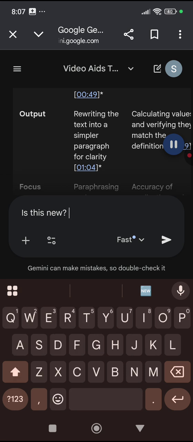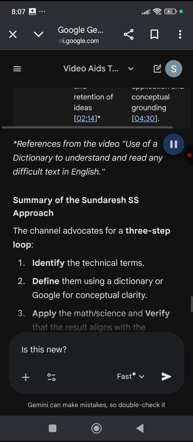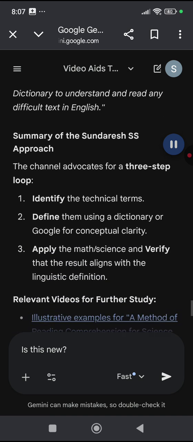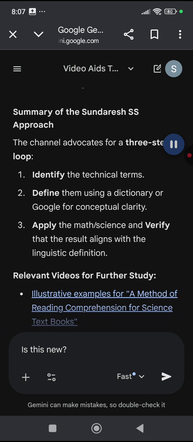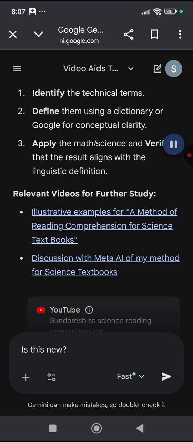References from the video: use of a dictionary to understand and read any difficult text in English. Summary of the Sundesh SS approach: the channel advocates for a three-step loop. Identify the technical terms. Define them using a dictionary or Google for conceptual clarity. Apply the math or science, and verify that the result aligns with the linguistic definition.